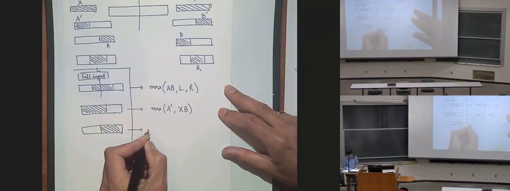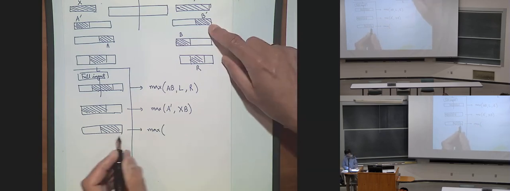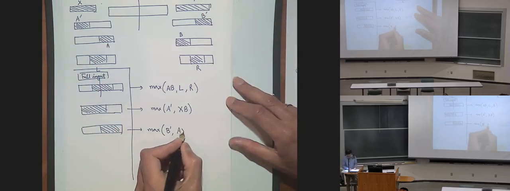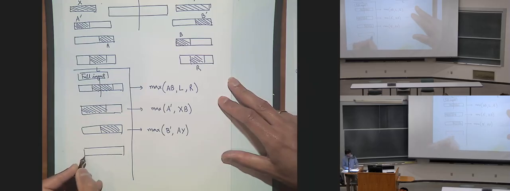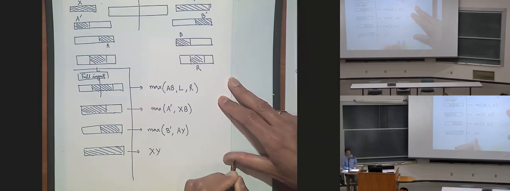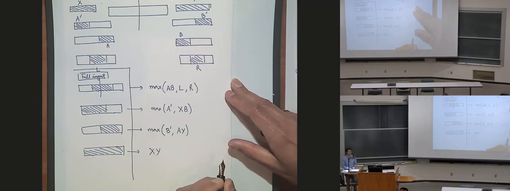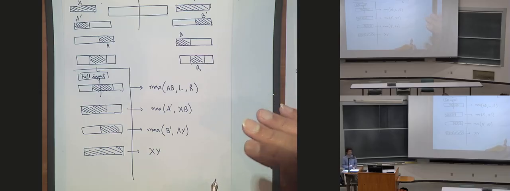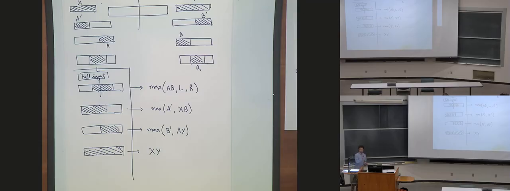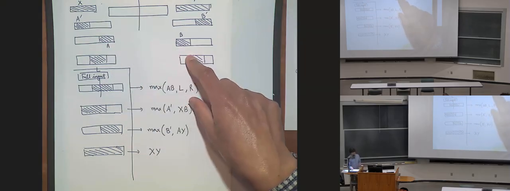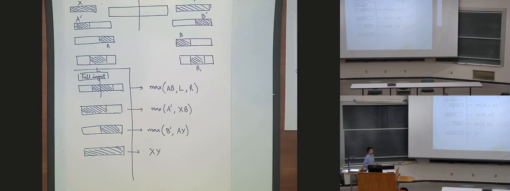So how do I get that? This is going to be the max of B prime and A times Y. And what is the product of the whole thing? Well, this is just X times Y. Okay? This is constant time now. So I get the 4 values from here, the 4 values from there, and I can just multiply, and I can send the 4 values for this one as well. No for loops anymore.